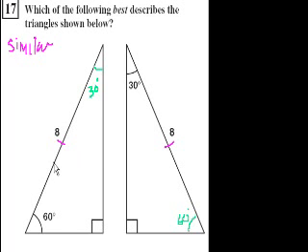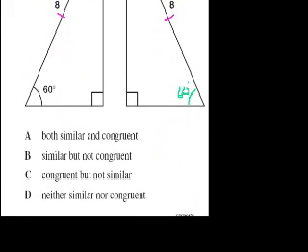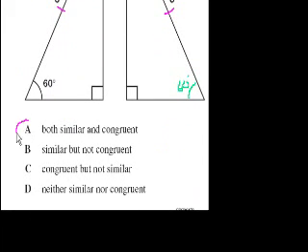But in geometry class, you learn that if something is similar and at least one of the corresponding sides is congruent, then the whole thing is going to be congruent. So these are both similar and congruent triangles. Both similar and congruent. That's A.